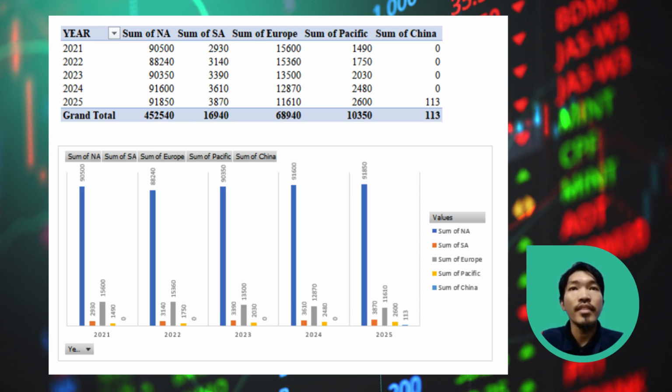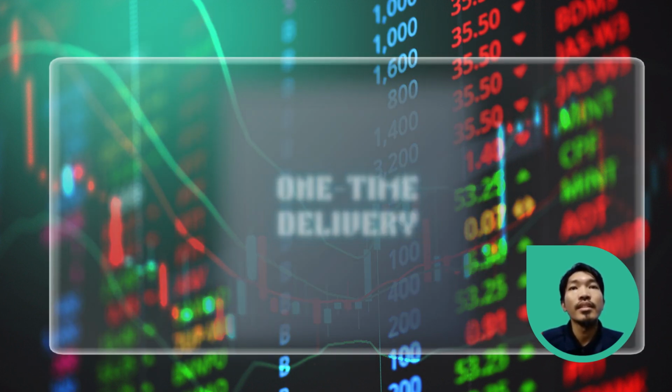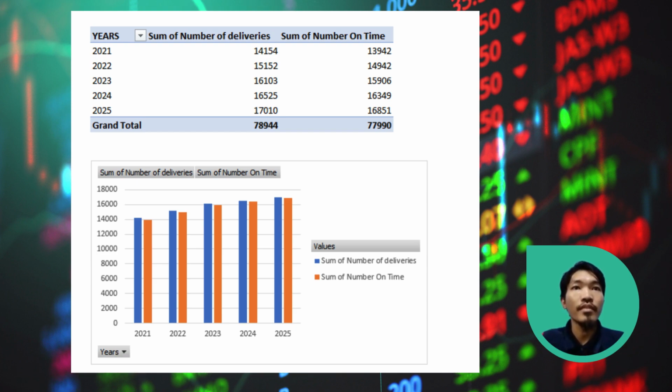On-time delivery. Finally, let's look at on-time delivery. This chart compares the total number of deliveries with the number of on-time deliveries between 2021 and 2025. The results show that both deliveries and on-time deliveries increased steadily each year. The lowest delivery performance was recorded in 2021, while the highest was achieved in December 2025.